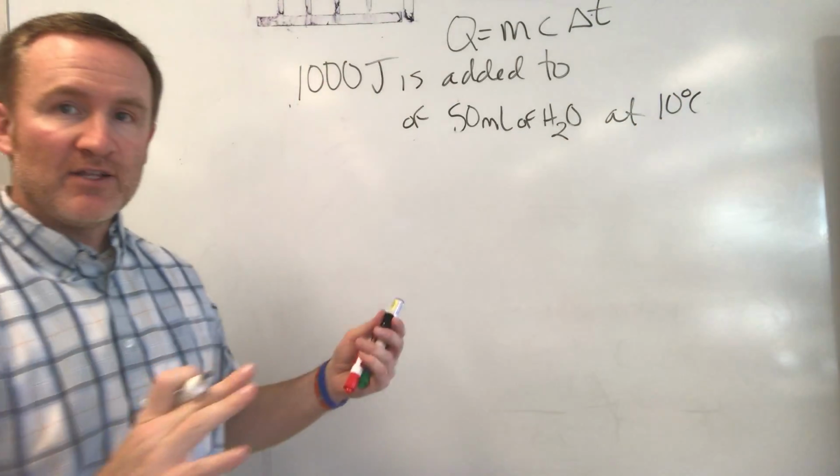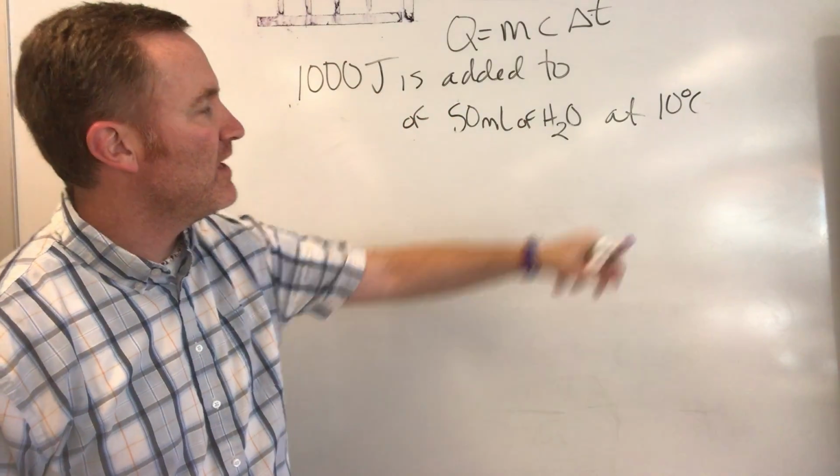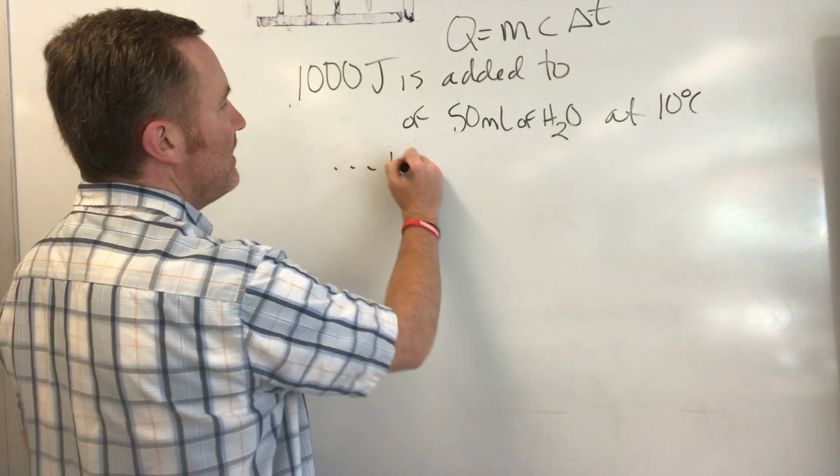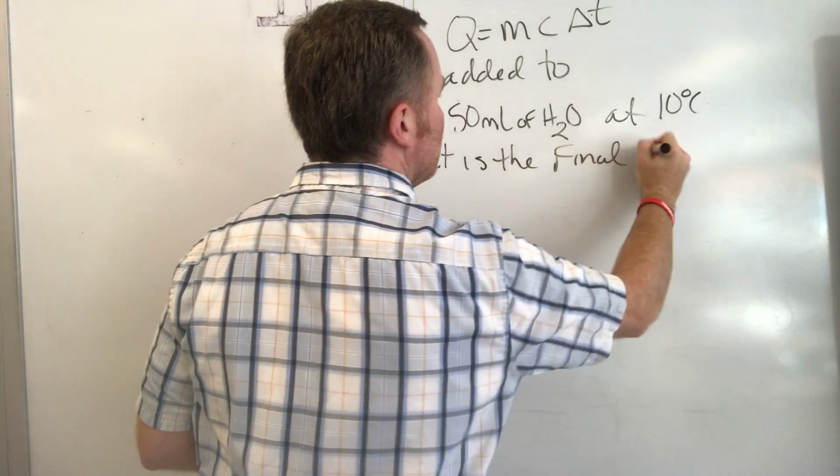And I'm just doing this kind of spur of the moment here. So 1,000 joules is added to 50 milliliters of water at 10 degrees. What is the final temperature?